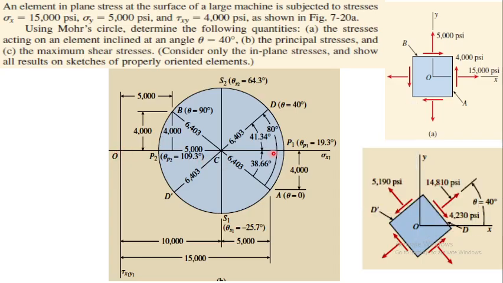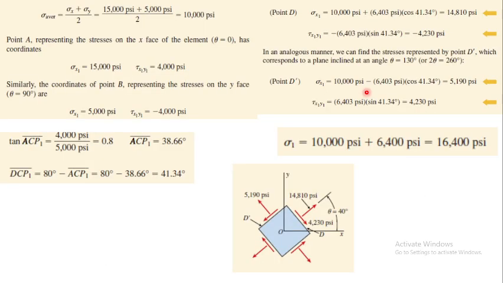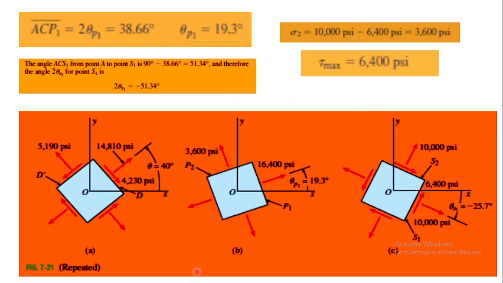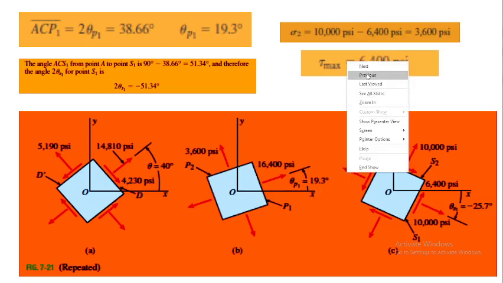From here to this point is 14,810, and tau x1 y1 that was calculated from here is basically 4,230 psi. Okay, so remember, this is very important. This is just showing you how the principal stresses are being placed on the element. So remember, the value of the principal stress sigma 1 was 16,400 and sigma 2 was 3,600, and its effective angle is 19.3.